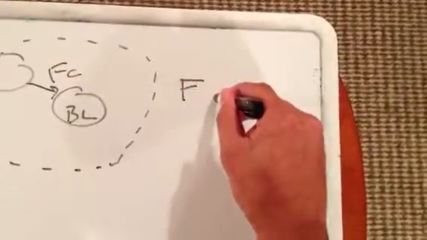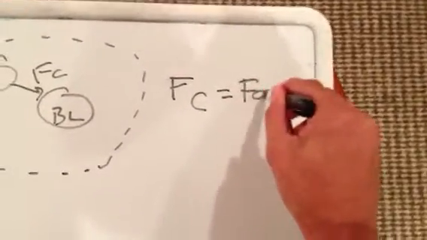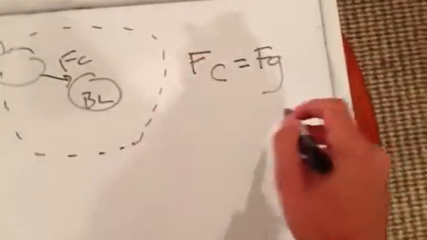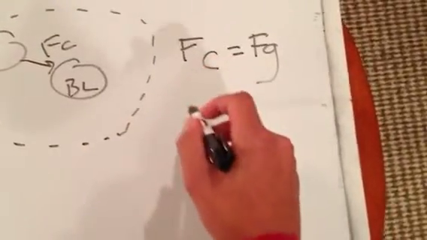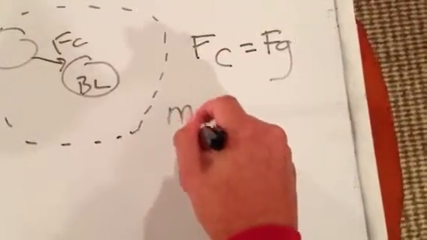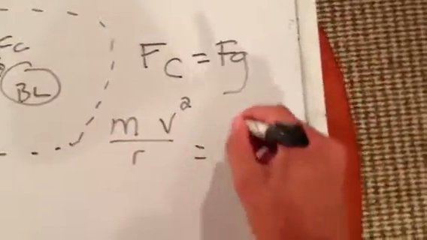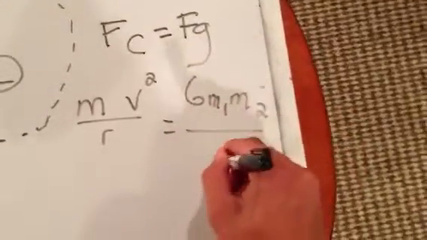You have to realize that the centripetal force in this problem is actually equal to the gravitational force. That's pretty cool. So based on knowing this, we can now substitute in equations. What does Fc equal? mv squared over r, and that's equal to G m1 m2 over r squared.